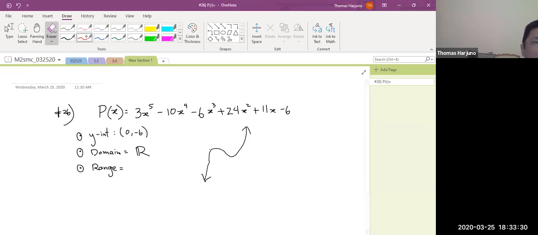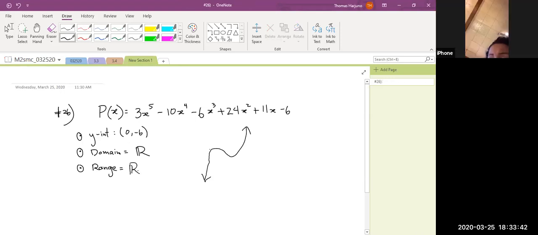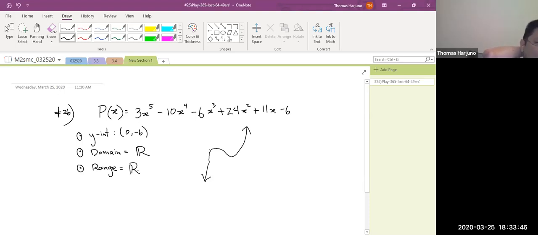But either way, because it goes to negative infinity when you go to the far left, it goes to positive infinity to the far right, and the domain is all real numbers, then the range must be all real numbers also. You will see that this is the case if the polynomial has an odd degree. If the polynomial has an odd degree, then the range must be all real numbers.